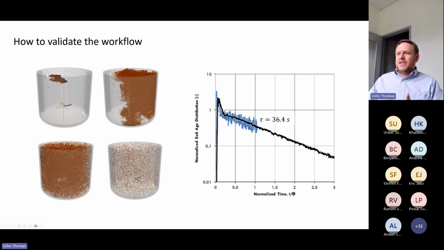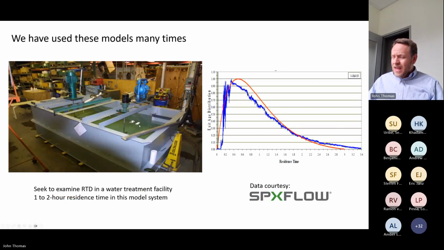It's easy for us to track particles coming in. It's easy for us to track how old they were when they left, and construct what we measured experimentally or inferred experimentally. I showed these slides a couple months ago, but I'll just speak to them again. We use these models all the time to predict RTD.